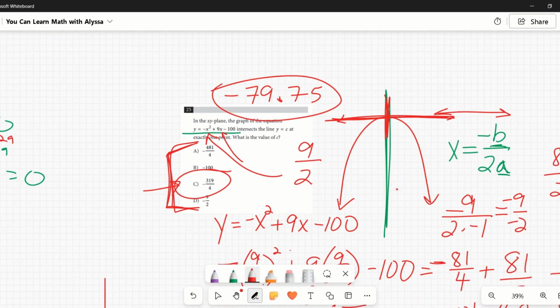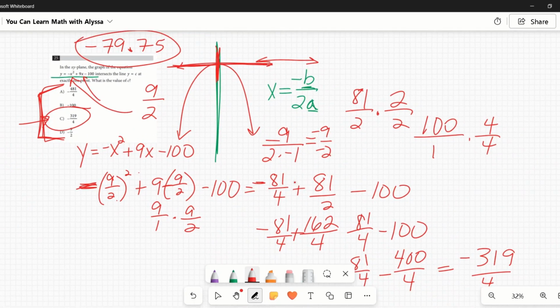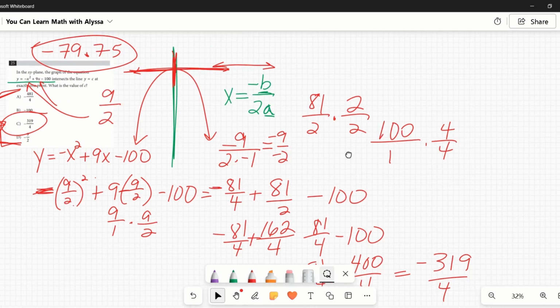All of this that I did, I don't ever want to say just, oh, just put it in Desmos, because a problem may come up that you need this information and Desmos won't cut it. It does happen. So anyway, that's how you do all that. But yeah, for this one, I go to Desmos and get C, negative 319 fourths.